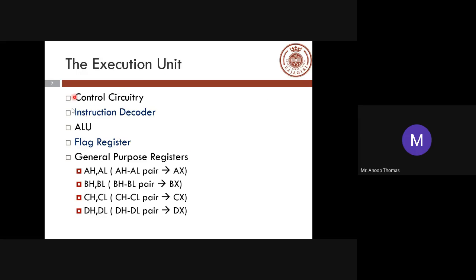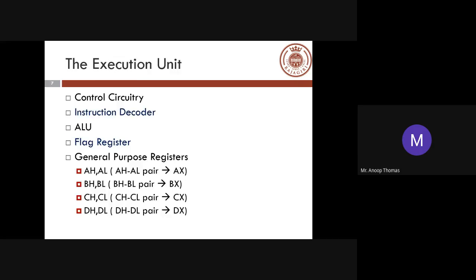As you can see, the execution unit consists of control circuitry, instruction decoder, ALU, flag registers, and the general purpose registers. The general purpose registers are paired registers. Each is a 16-bit register which consists of 2 8-bit registers. So AH and AL: AH is the high order value, and AL is the lower order value. Combined, they form the AX register. So they can be accessed as 8-bit registers or 16-bit registers. It's common for all the 4 registers: A, B, C, and D.